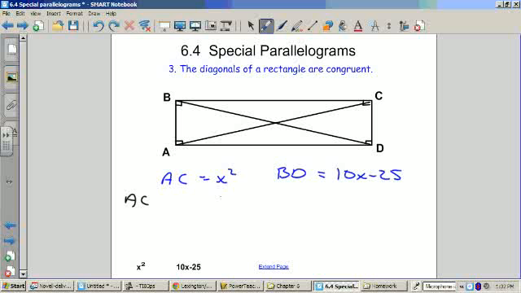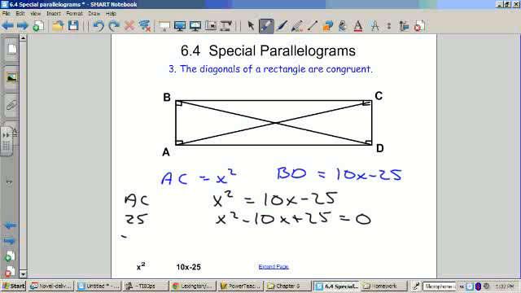Because the diagonals of a rectangle are congruent, I can set the 2 expressions equal to each other. X squared is equal to 10x minus 25. It's a quadratic, so I'm going to put everything on the same side of the equation. X squared minus 10x plus 25 is equal to 0. If you recognize this as a perfect square trinomial, you can easily say it's x minus 5 squared. Otherwise, I'm looking for 2 numbers that multiply to give me 25 and add together to give me negative 10.